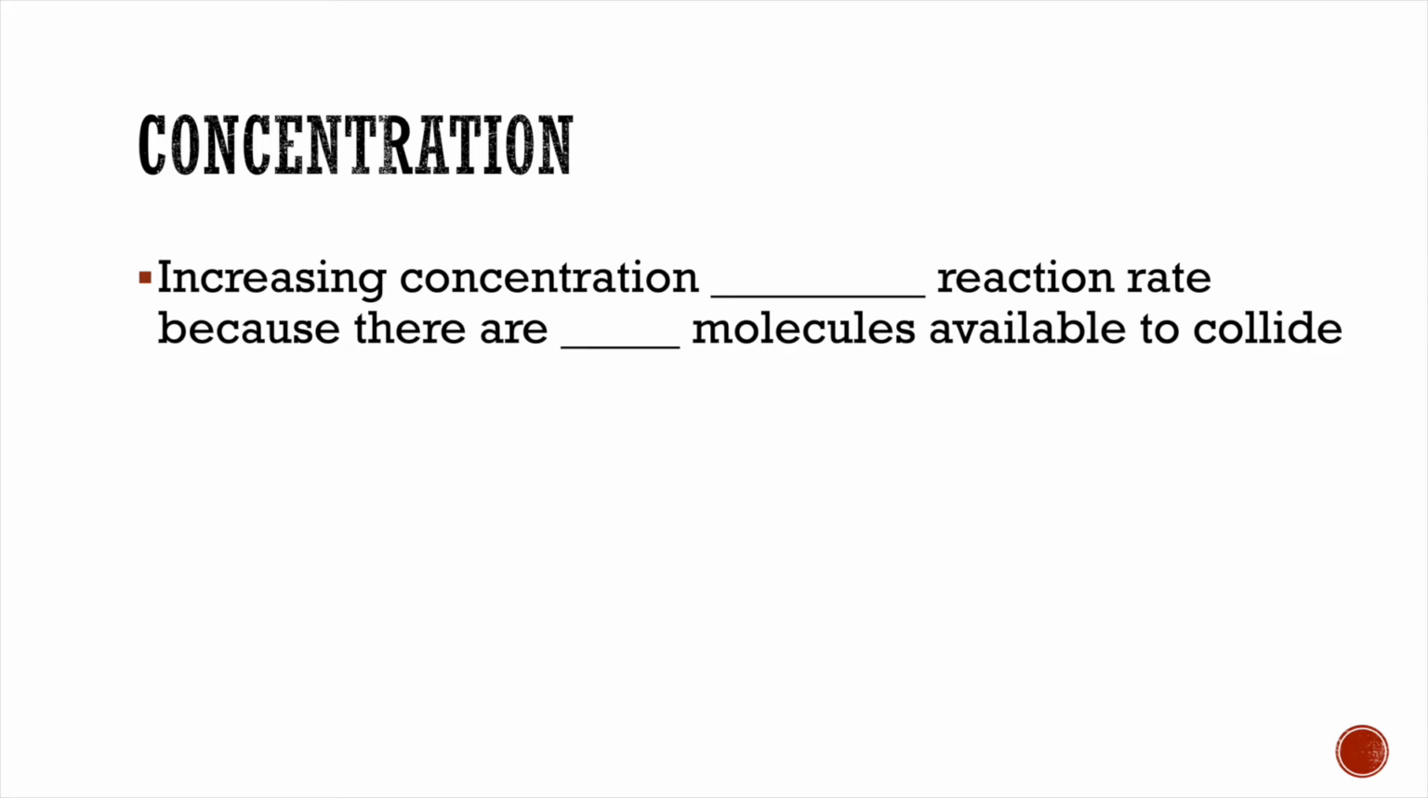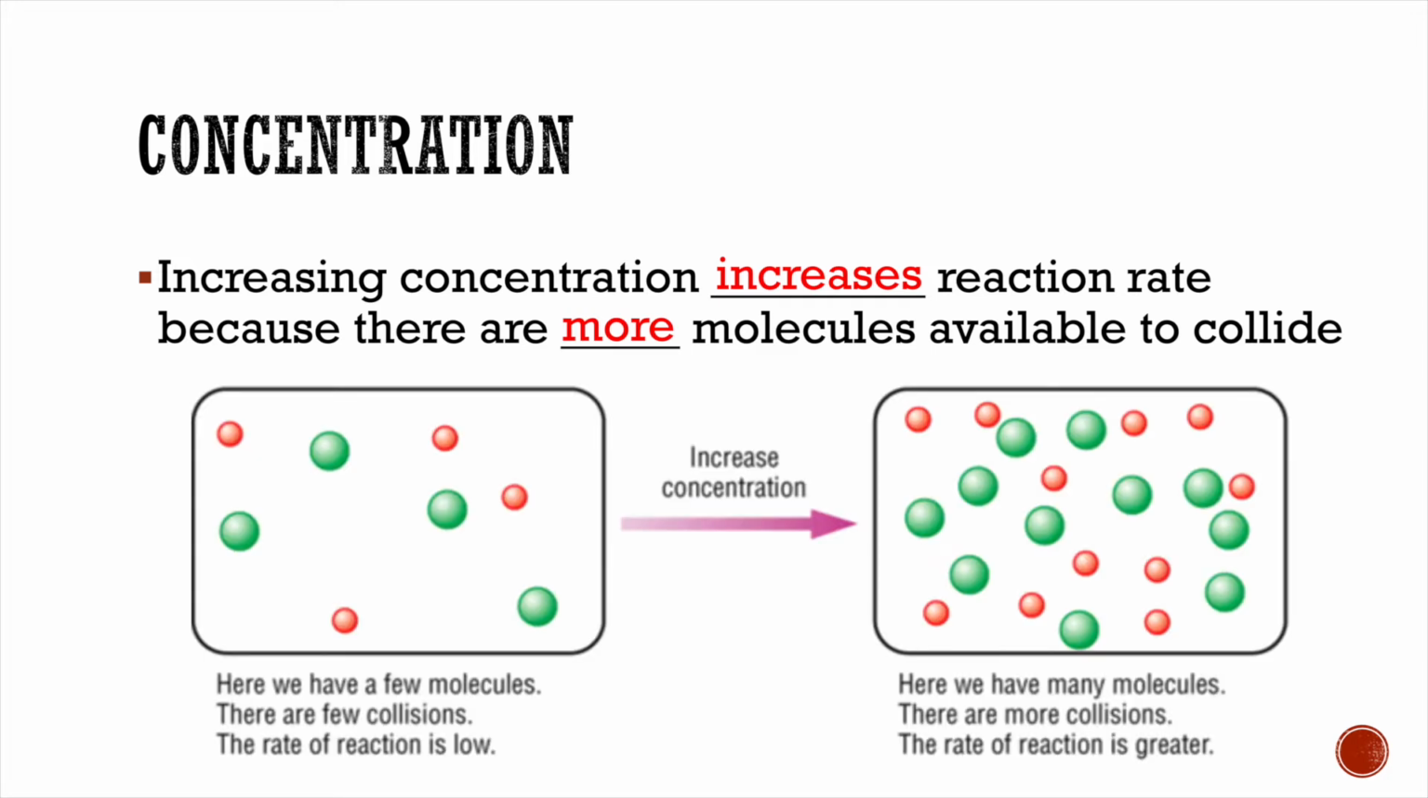The next one is concentration. Increasing concentration also increases reaction rate for the same reason. There are more molecules available to collide. So the idea is with our green particles here, just a few are available to collide with. Not very likely. The more I have, the more likely they are to bump into each other. I'm more likely to bump into somebody in the crowded hallway than when it's just the two of us.